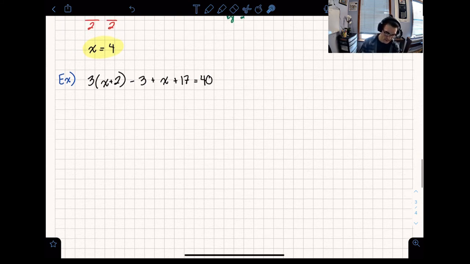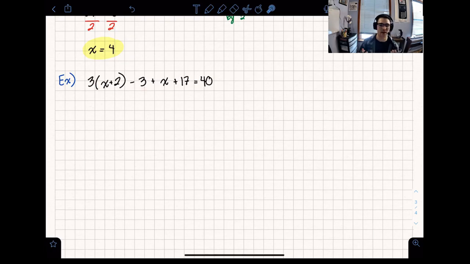Now, the big difference between this one and the other ones that we have seen so far is that this one now has 3 times the quantity of x plus 2 in parentheses here. Now, we cannot do anything to this x plus 2 until the 3 is distributed inside these parentheses. We can't subtract x, we can't subtract 2, we must drop these parentheses first, and the only way we can do that is to distribute the 3. So we're going to start with that.